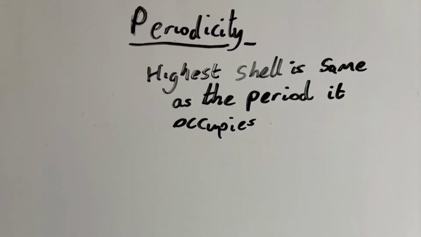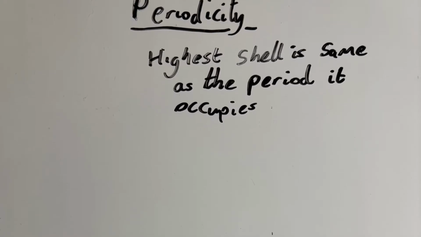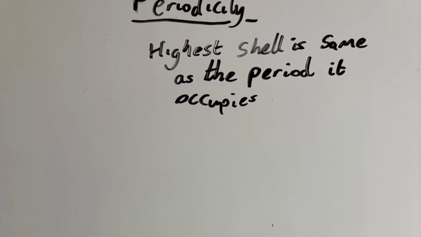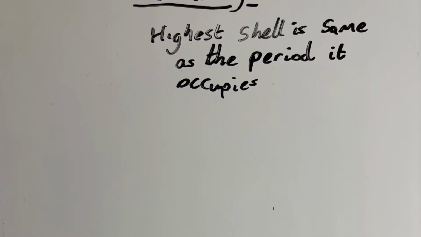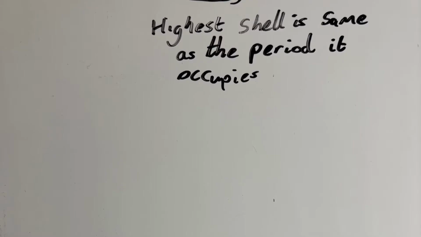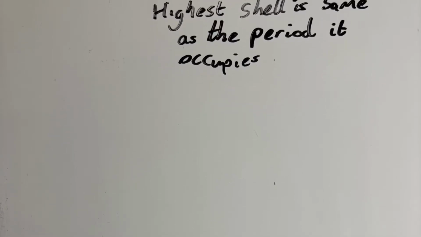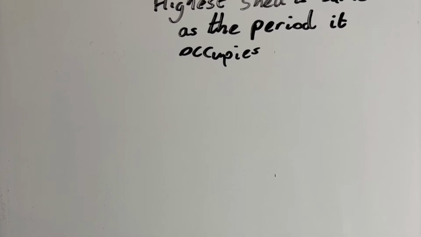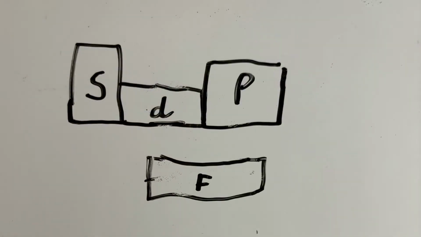And the highest shell an element's electrons occupy is the same as the period that the element occupies in the table. So for example, hydrogen is period 1, and so its highest energy shell is the first one. But something like oxygen, its highest energy level is its second, and so it's in period 2. And like I said in my module 2 video, you can guess the highest energy subshell based on something's position in the table.